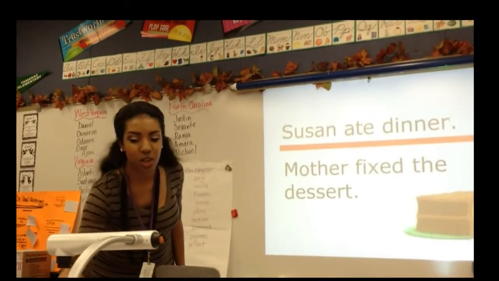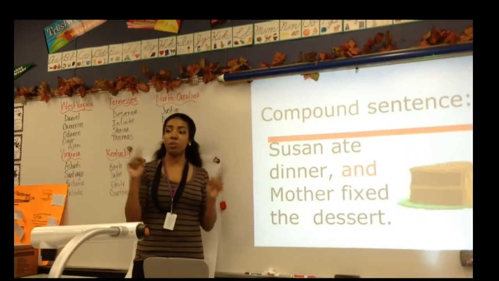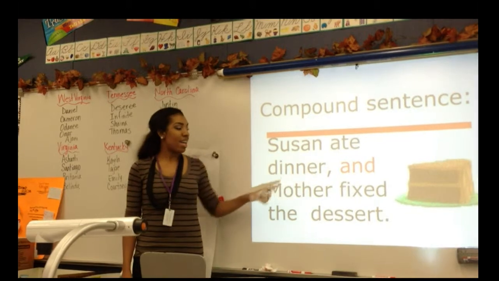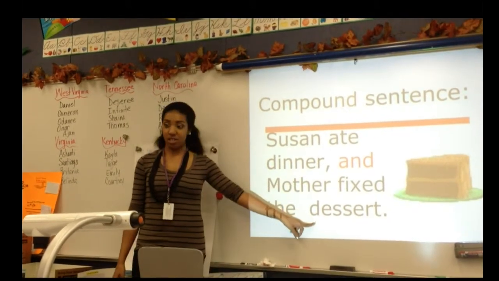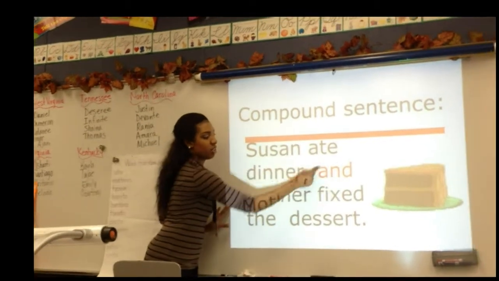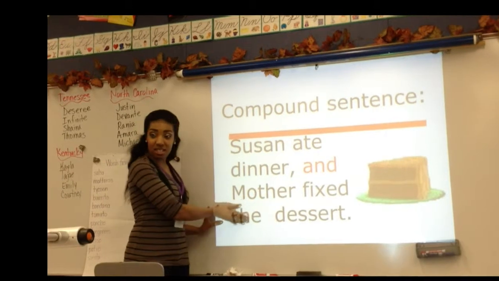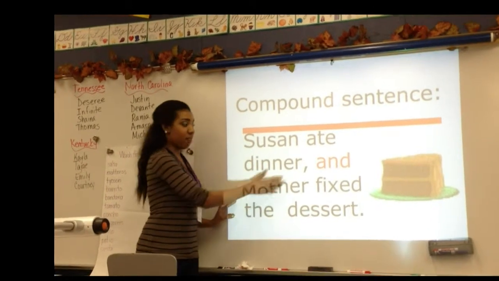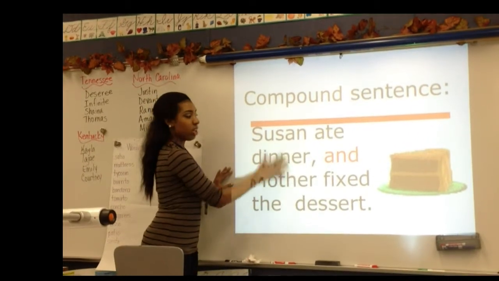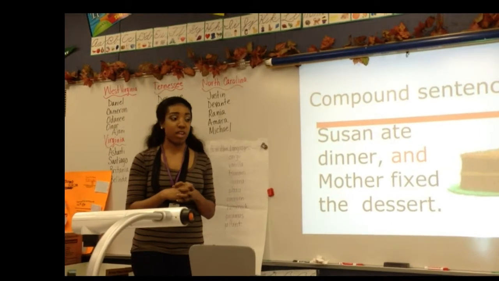Now let's put it together using a conjunction to form a compound sentence, because those were two complete thoughts that we can join together. Susan ate dinner and mother fixed the dessert. Okay? So do you see how on either side of the conjunction there are two complete sentences? If you were to break up these two sentences, can they stand on their own as two complete thoughts? They could. You just saw that.